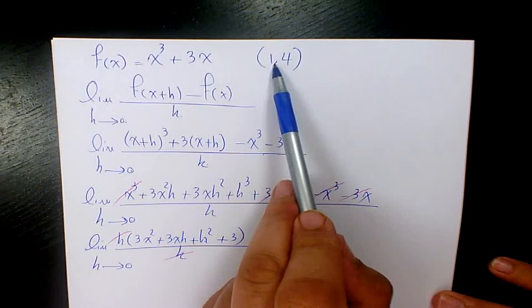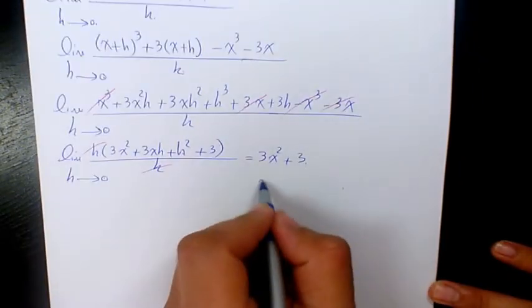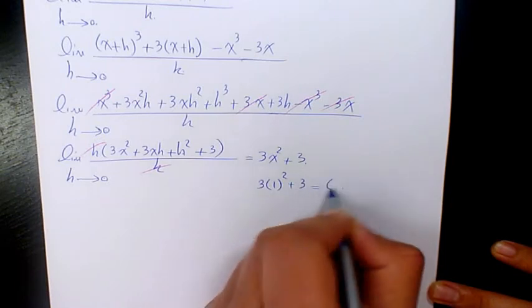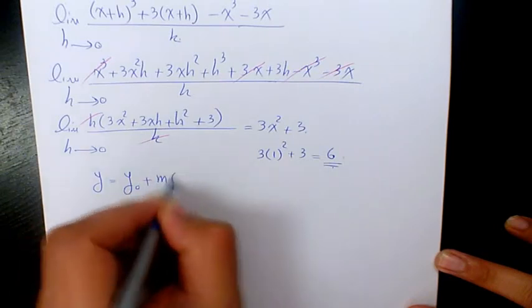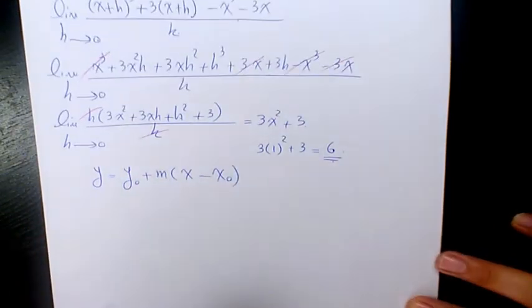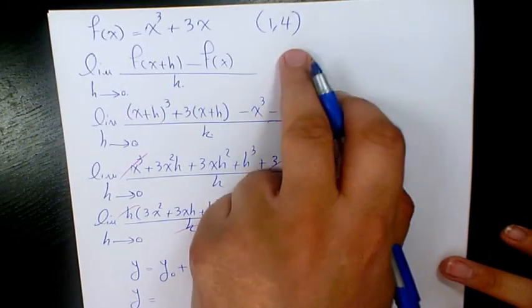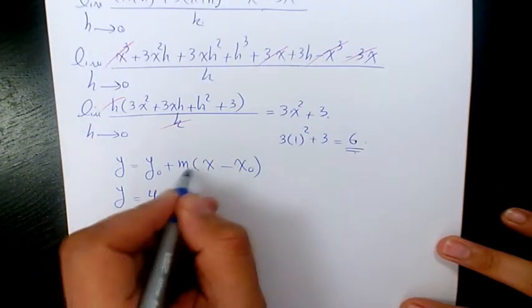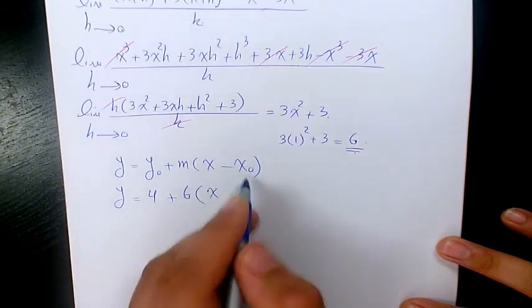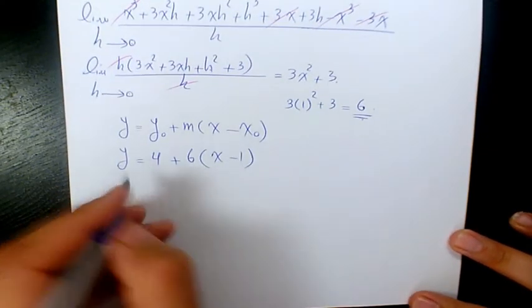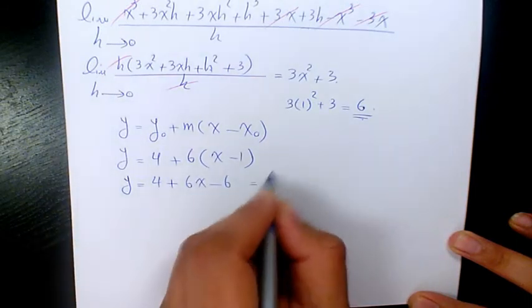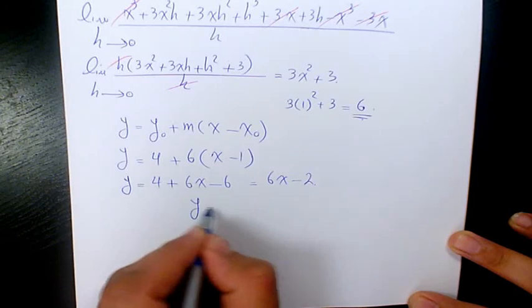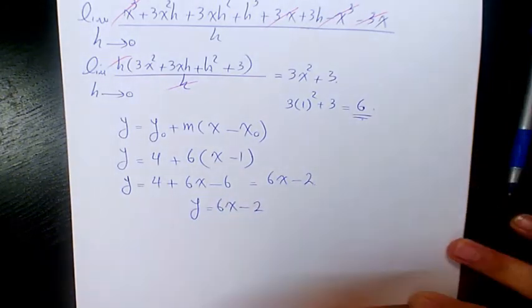And we are looking for this point, 1 and 4, so when we sub 1 there, it's going to be 3 times 1 squared plus 3, that's going to be 6. So we have y equals y naught plus m times x minus x naught. So y will be equal to y naught, which is 4, plus m, which is 6, the slope of the tangent, times x minus x naught, which is 1. I have it here. So when you simplify it, it's going to be y equals 4 plus 6x minus 6, which will be 6x minus 2. So the equation of the tangent to the curve is 6x minus 2.